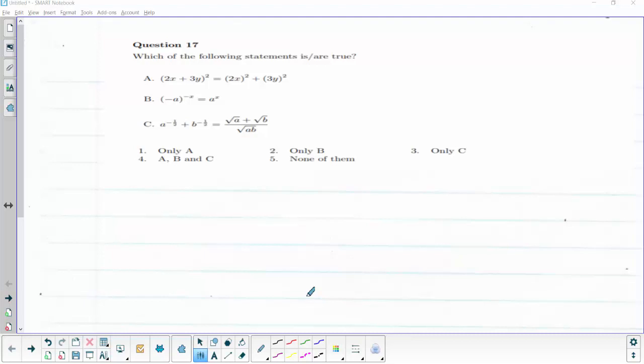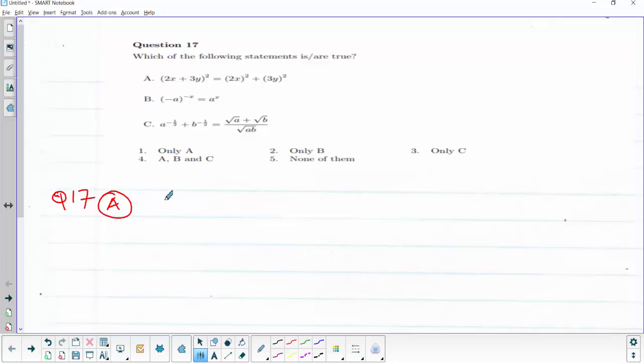Answer to question 17. We have question 17, and the question states: which of the following statements is true, or which of the following statements are true? So we need to ascertain, among options A, B, and C, which one is correct or which ones are correct. So let us start from A.